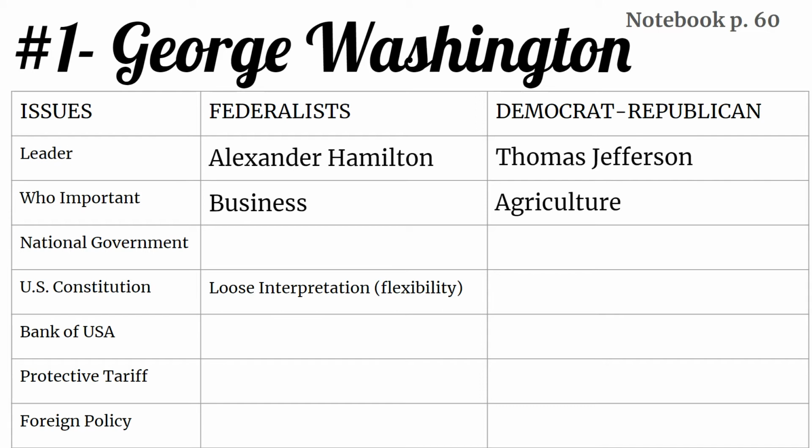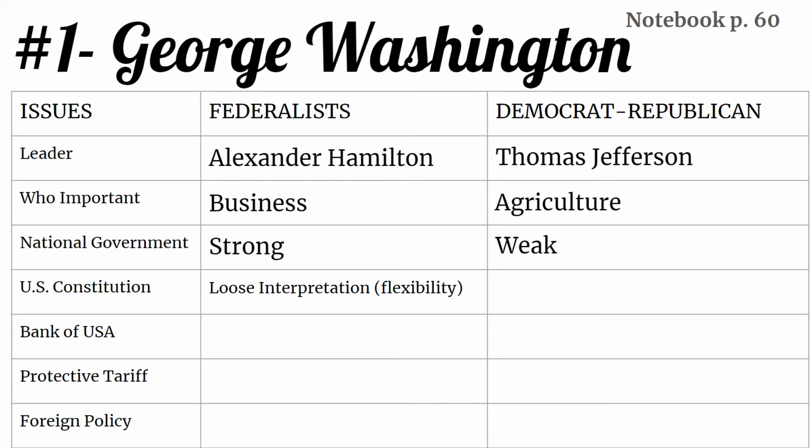Thomas Jefferson believes that farmers are really the future and agriculture is important. Gentlemen farmers, like all of the founding fathers. For the national government, the Federalists believe in a strong national government, whereas Democrat Republicans want a weak national government. To help the national government be strong, Federalists believe, when they read the US Constitution, in what is called a loose interpretation, that there is flexibility.